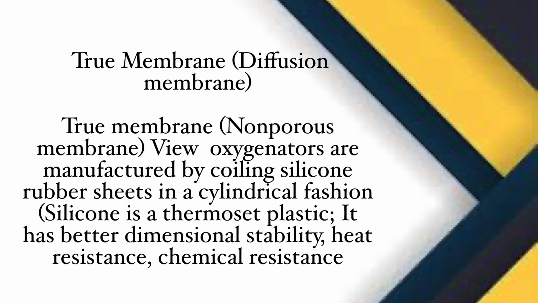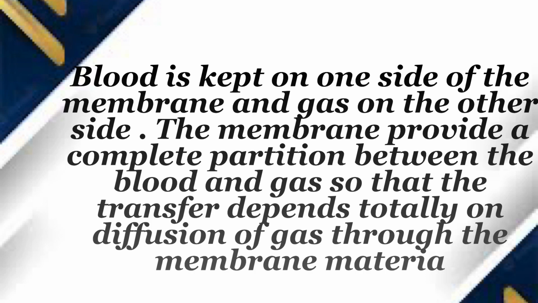It has better dimensional stability, and is heat resistant and chemical resistant. Blood is kept on one side of the membrane and gas exchange occurs on the other side. The membrane provides a complete partition between the blood and gas, so that the transfer depends totally on diffusion of gas through the membrane material.